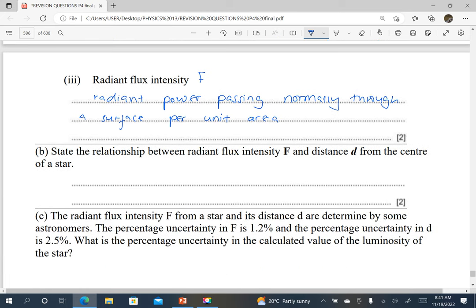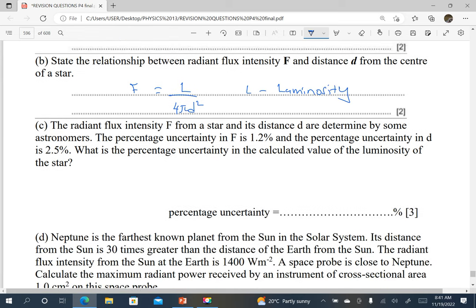Okay, state the relationship between radiant flux intensity F and the distance d from the center of a star. So radiant flux intensity is simply equal to the luminosity divided by 4 pi times d squared, where L is the luminosity. The radiant flux intensity F from a star and its distance d are determined by some astronomers. The percentage uncertainty in F is 1.2%, and the percentage uncertainty in d is 2.5%. What is the percentage uncertainty in the calculated value of the luminosity of the star?